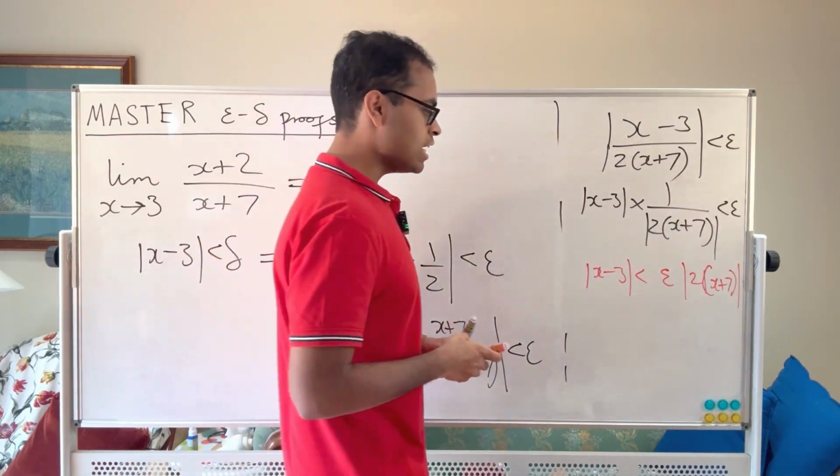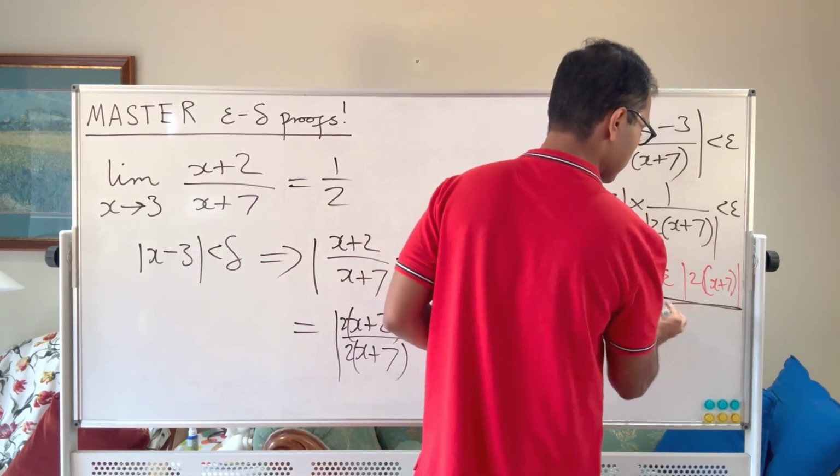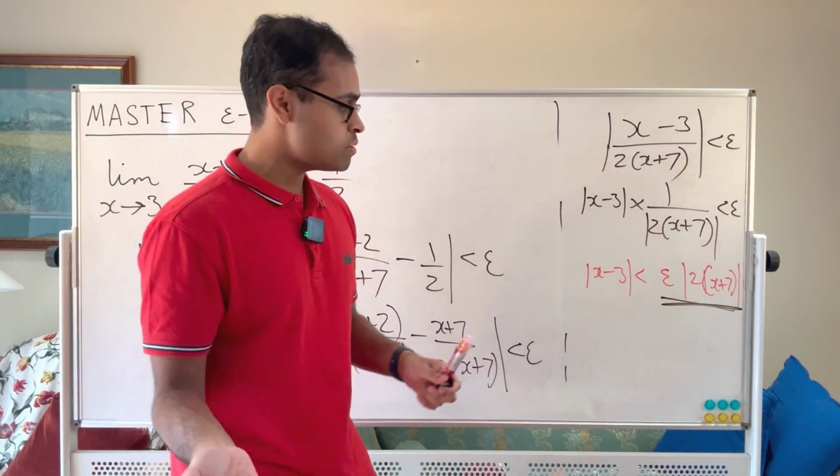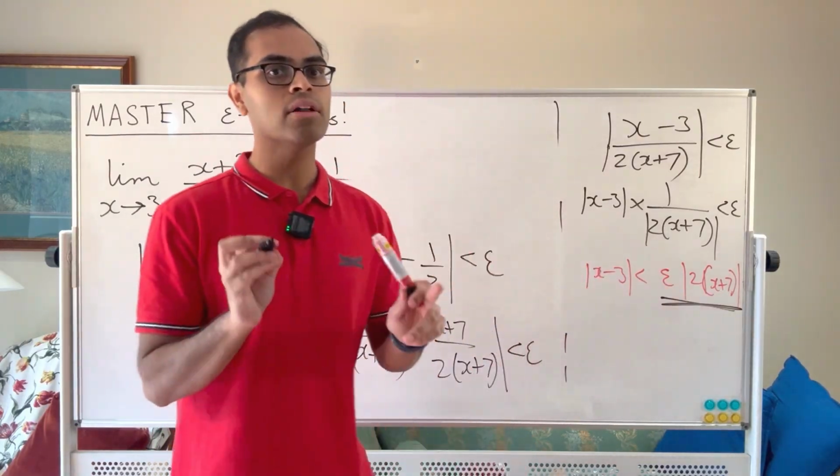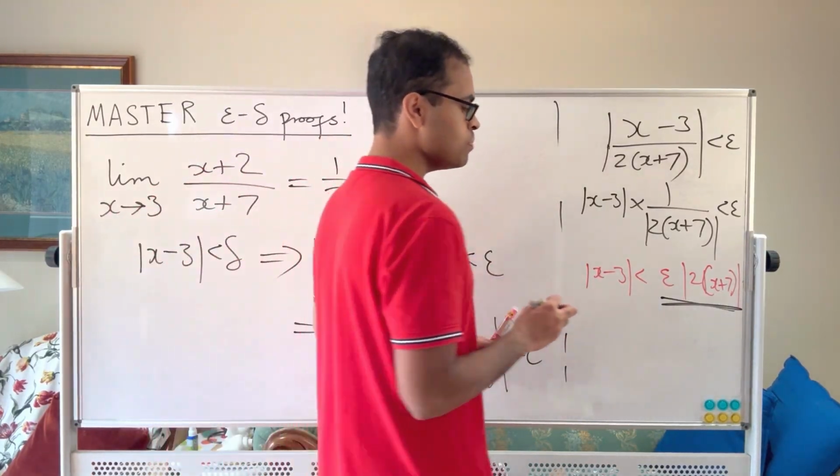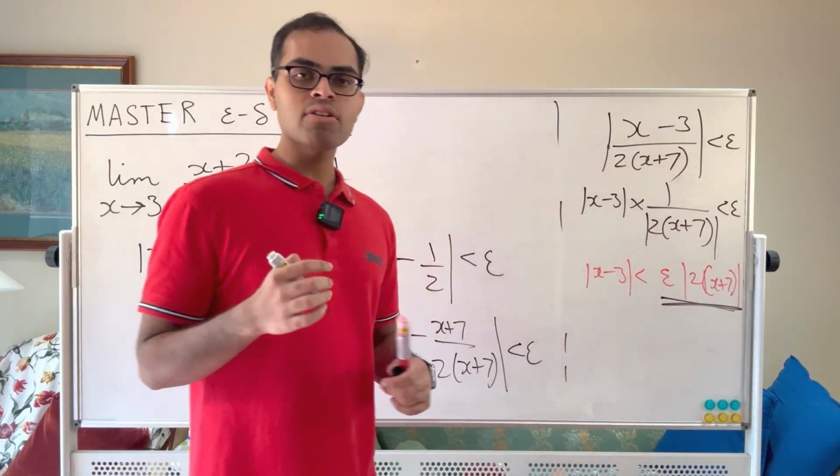So if we take delta to be this, then we've solved the problem, but we can't do that because this is dependent on x, and we want delta to be only dependent on epsilon. So how do we pick our delta? So again, we think about the extremes, okay?